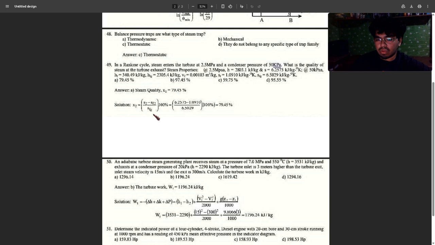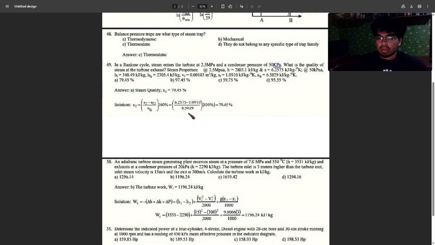So for the solution, very straightforward formula. x sub 2 is equivalent to S2 minus Sf2 over Sfg times 100%. Since we are looking for the quality, we already have S2.